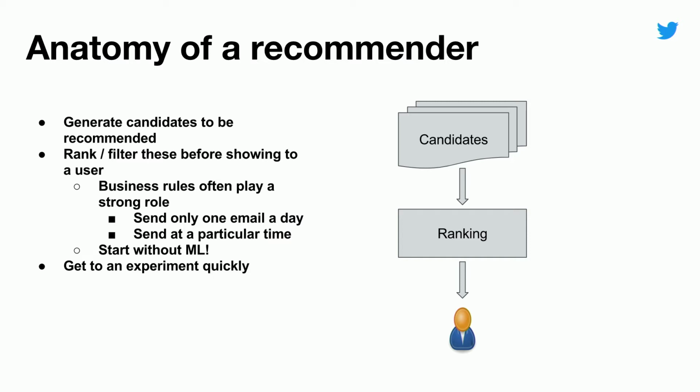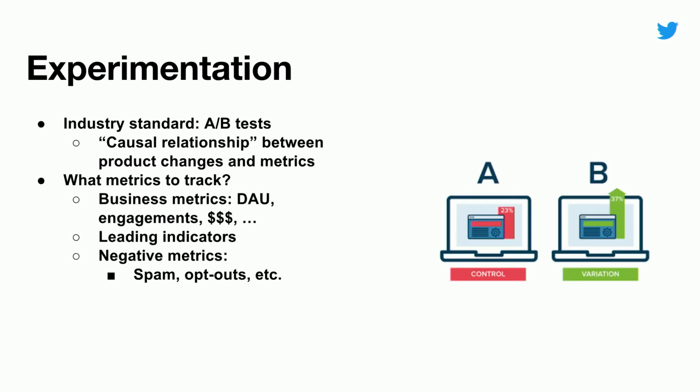These rules come in handy because our product intuitions are embedded in these rules, and we can start to implement a recommender system based on these intuitions. So essentially you start without any machine learning, and the idea is to get to an experiment quickly. All right, which leads us to experimentation.